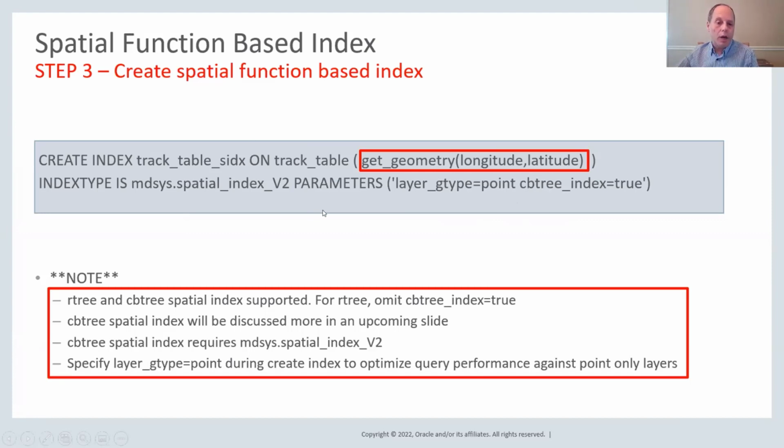So when you create spatial function-based indexes, it works on both R-tree spatial indexes and CV tree spatial index. Both are supported. I'm going to talk about the benefits of a CV tree spatial index. But basically, if I didn't put the CV tree index equal to true, it would create an R-tree index. By putting it equal to true, it's going to create a CV tree index. It's an optimal point type index, and we'll talk about it in a second. Always for point data, specify a layer G type equal to point. It will make your queries against your point layers run faster later.